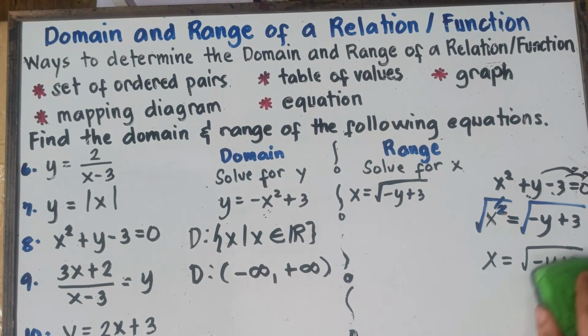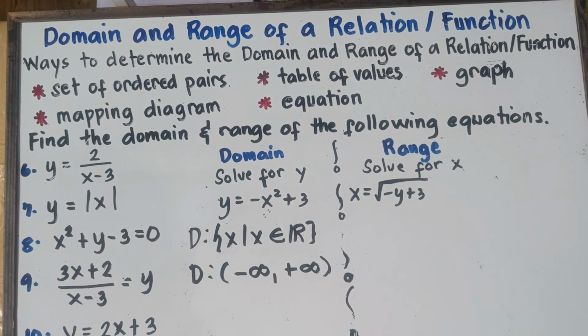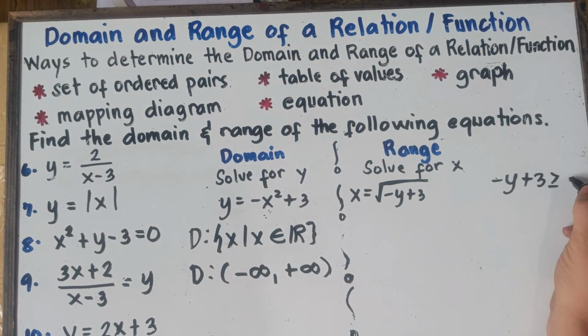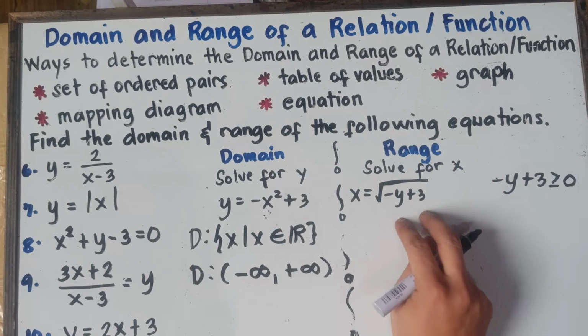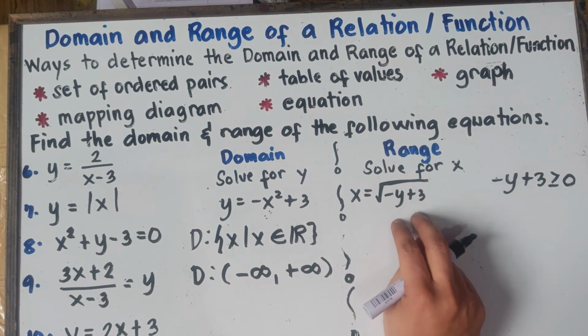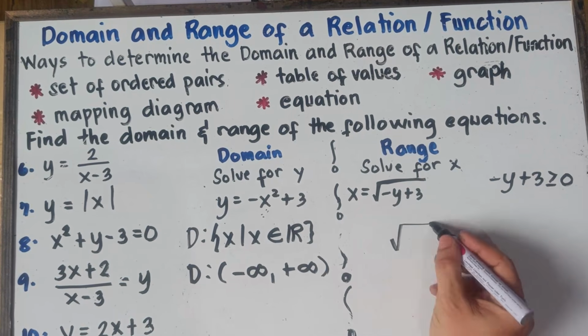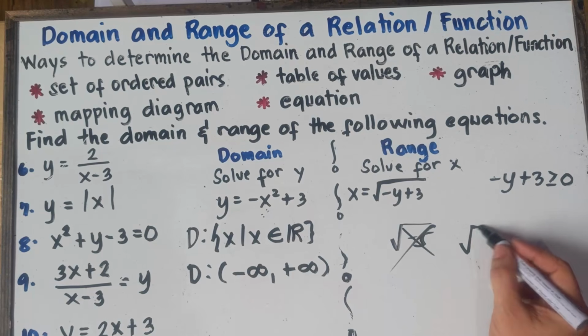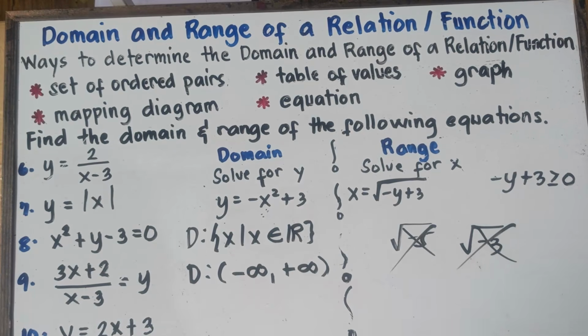So therefore, we can equate this one. We can say negative y plus 3 is greater than or equal to 0. Once again, class, we can equate this one because we are not allowed to have a negative sign inside this radical symbol. Example, negative 5, a negative number. Nope, you're not allowed, class. That would be imaginary. Example, negative 3. Nope, you're not allowed, class. That would be imaginary.